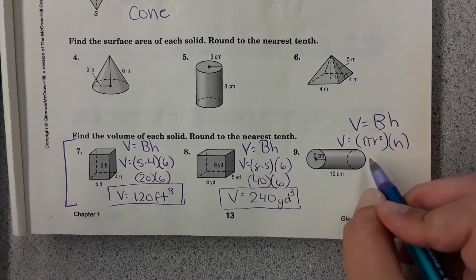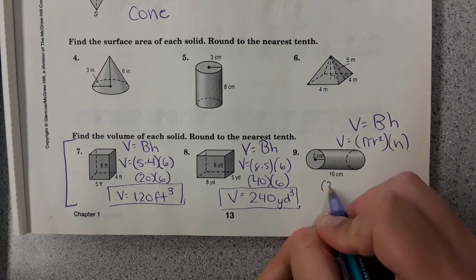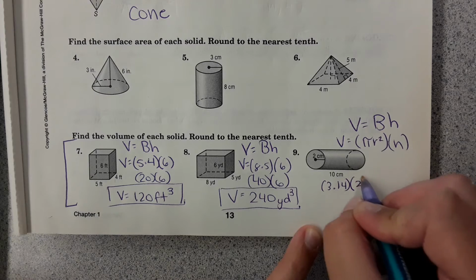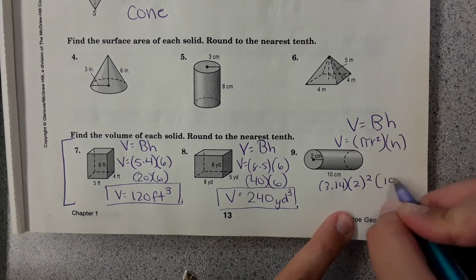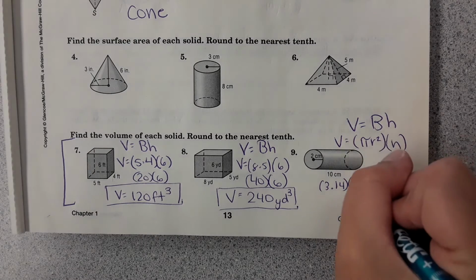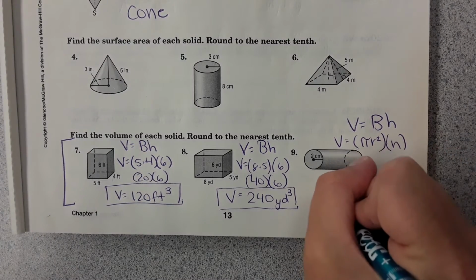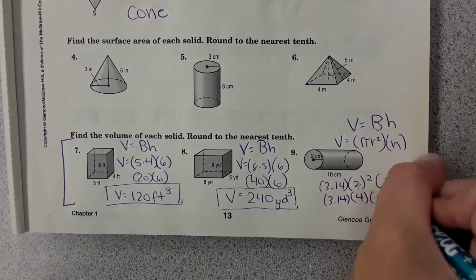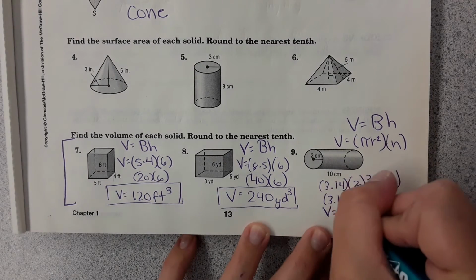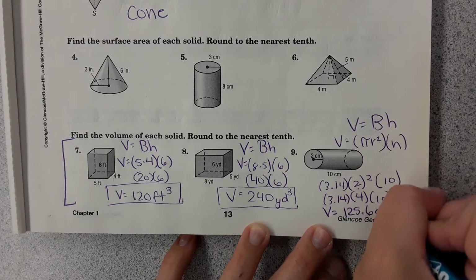So now I'm going to plug in numbers into this equation. I'm going to use 3.14 for pi. The radius is 2. And then the height is 10. Following order of operations, I know I need to square the 2 first. 2 times 2 is 4. And then bring it all down. Then if you multiply that all out, you get 125.6 centimeters cubed.